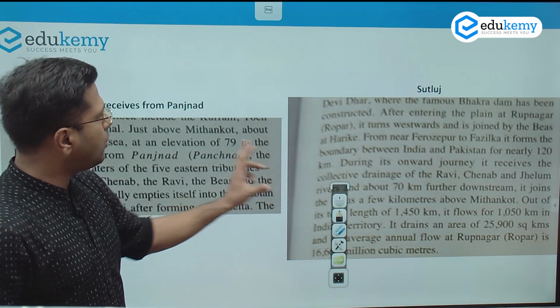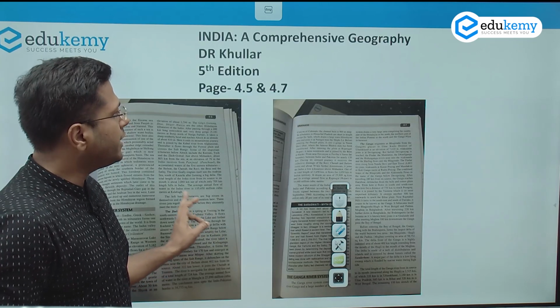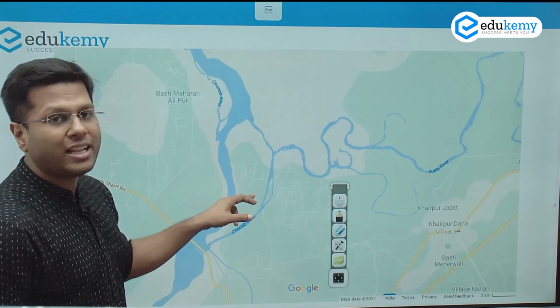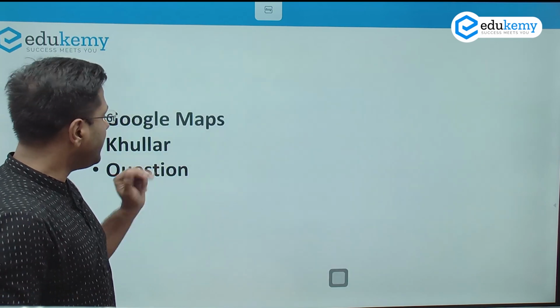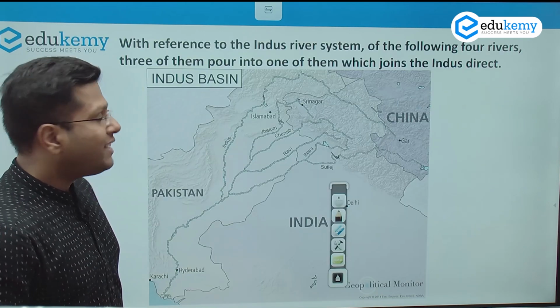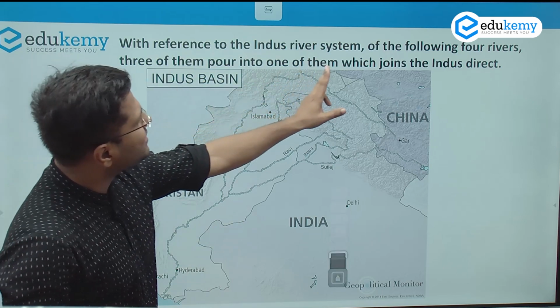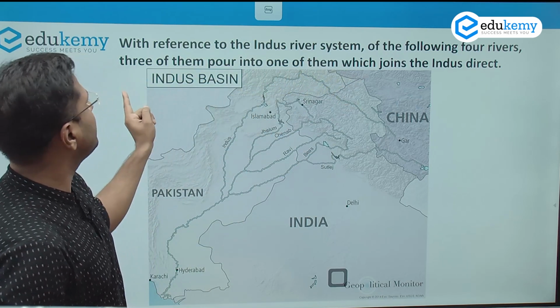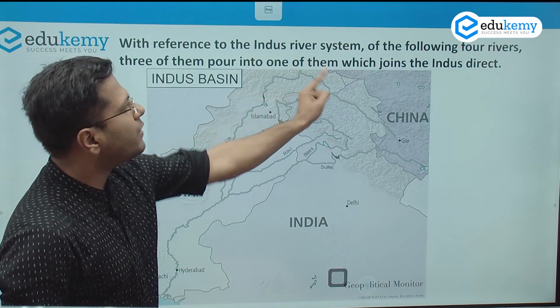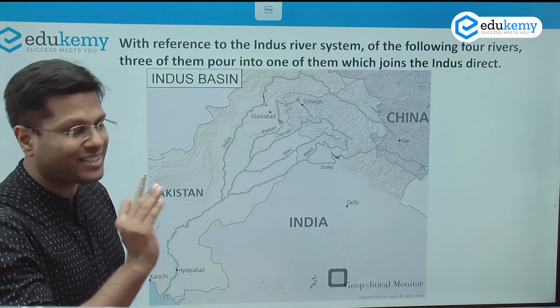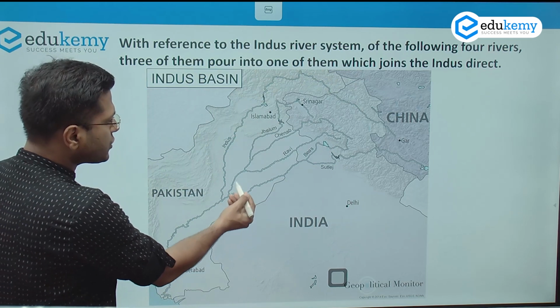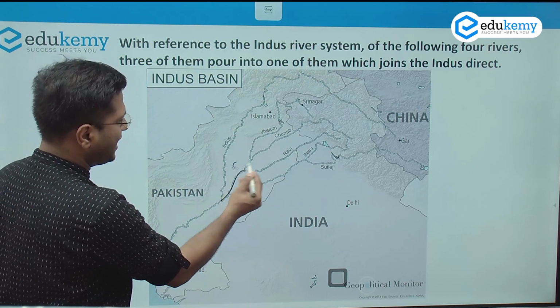So this is about the book Khullar, right? They talk of Sutlej and Panchanad both, and then we have the question itself. Now let us look at what the question states. With reference to the Indus river system, of the following 4 rivers, 3 of them pour into one of them, which joins the Indus direct, right? So the river which joins the Indus direct could be either Chenab or Sutlej.